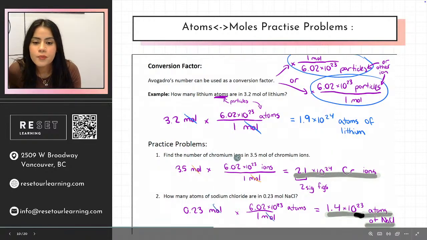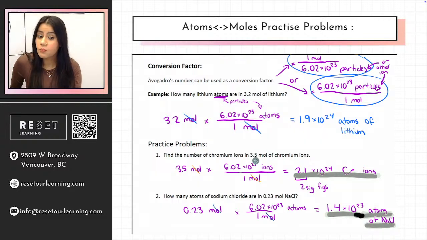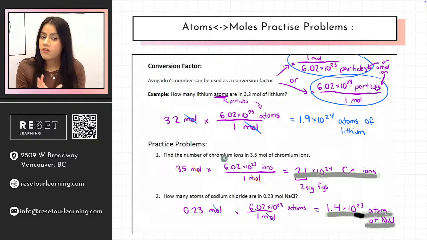Find the number of chromium ions in 3.5 moles of chromium ions. Again, now we've been given moles and we've been told to calculate for ions. Our Avogadro number has to go on the top because that's the desired. So mole and mole will cancel. When you multiply these two, you will get 2.1 times 10 to the 24. Again, I have two sig figs here. It's because in our given we had two sig figs.